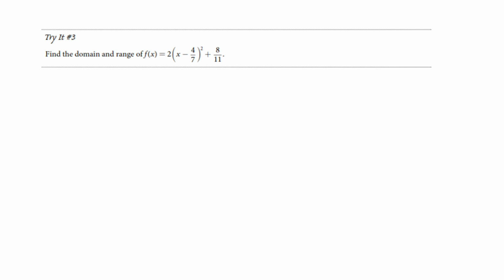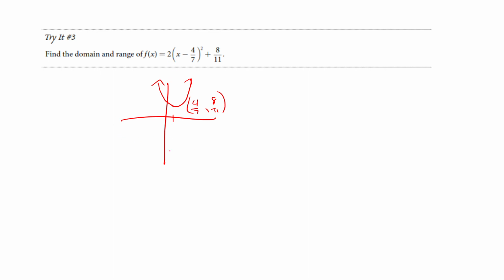All right, let's try this. You can pause it if you want to try it on your own. But I have my vertex, so here's what I know. Because 2 is positive, this is 4/7 and 8/11. So minus 4/7 is moving it to the right, 8/11 is moving it up. So I'm somewhere here. Here's my vertex. Now this is opening up.